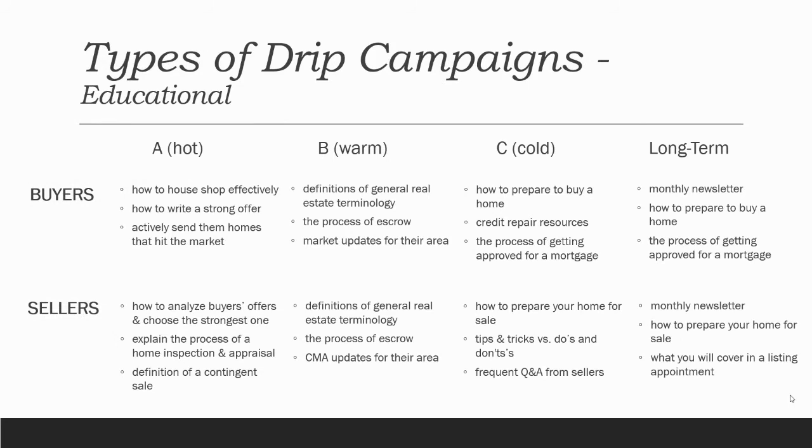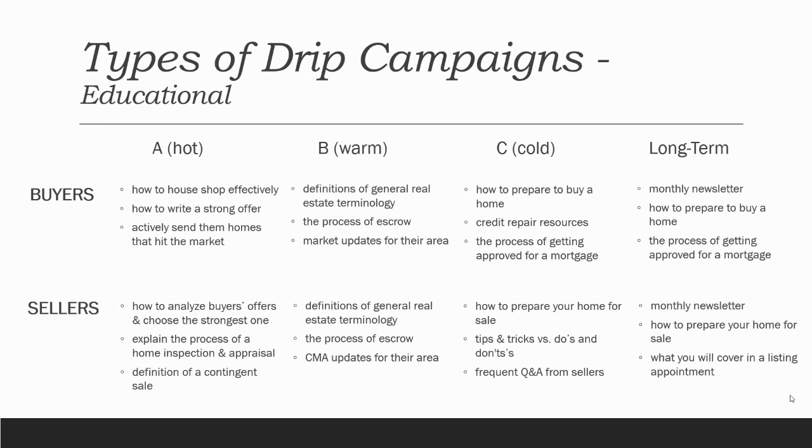So based on these categories of types of buyers and sellers, here's some educational drip campaigns that you can be sending out to them in your touches that I have just recommended on the last slide. So an A buyer, you're going to explain and teach them how to shop effectively for a house in the market that you're in. You're going to explain how to write a strong offer and what parts of an offer are negotiable, not just the price.